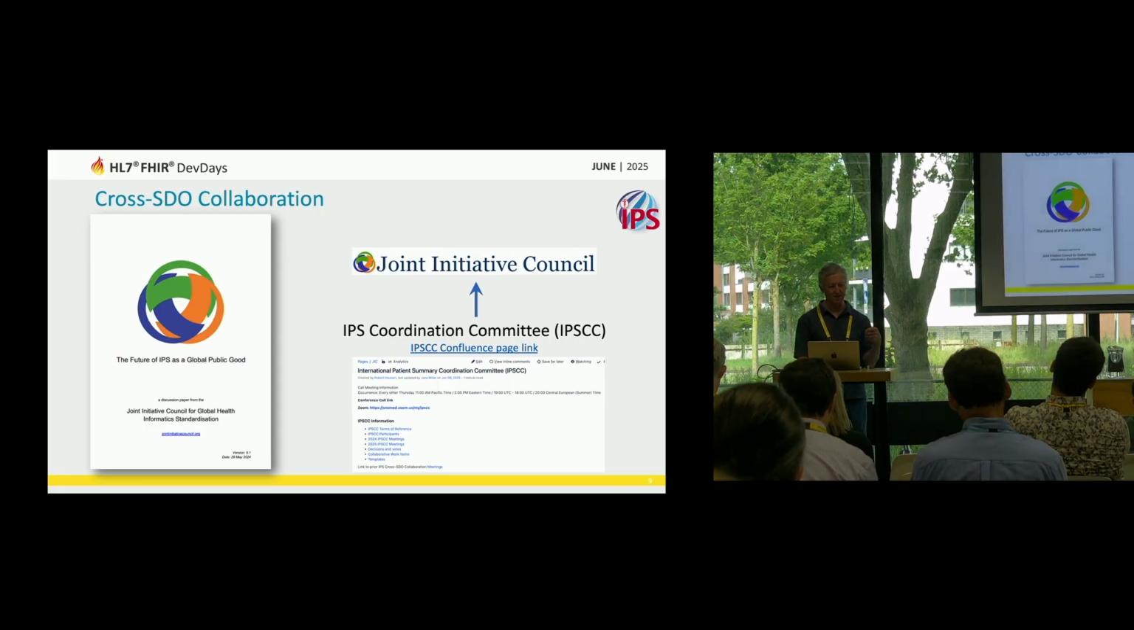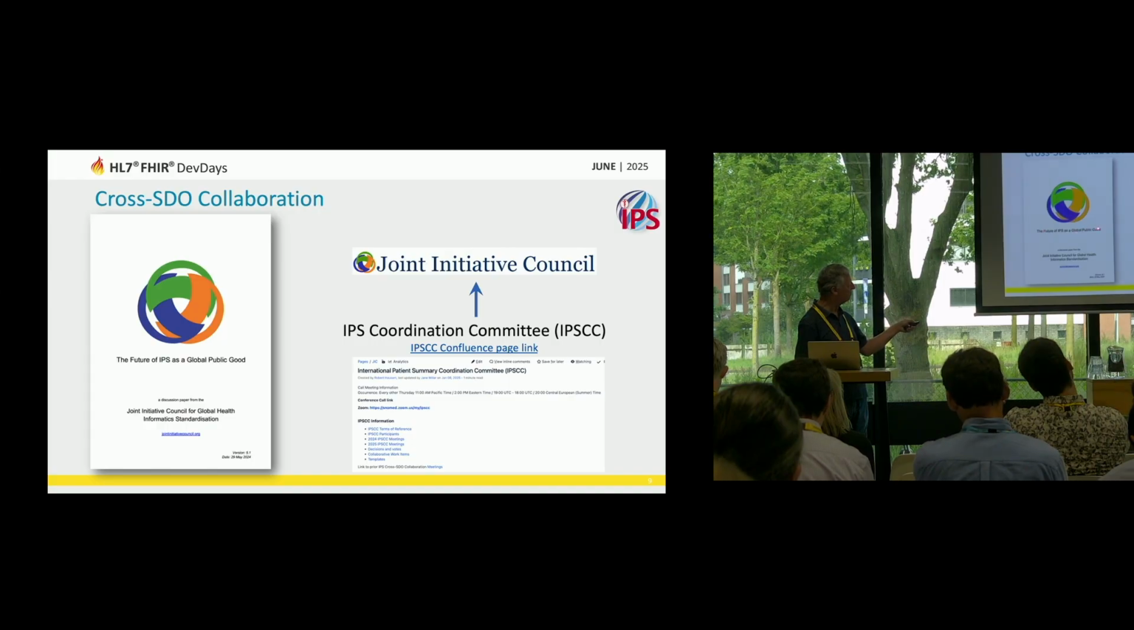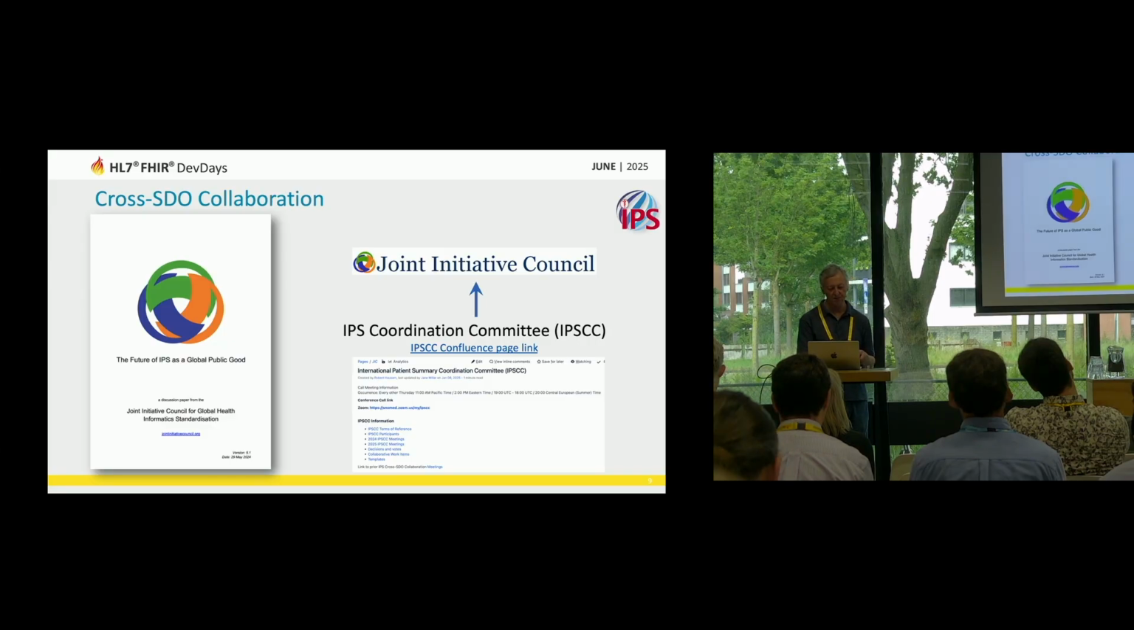And it basically picks up on the work that we did previously, more informally, with what we called the IPS cross-SDO collaboration. Now it's kind of pulled into the GIC mix. And there's a white paper you might want to look at about the future of IPS as a global public good. It's worthwhile reading about where we are and where we want to go with this.